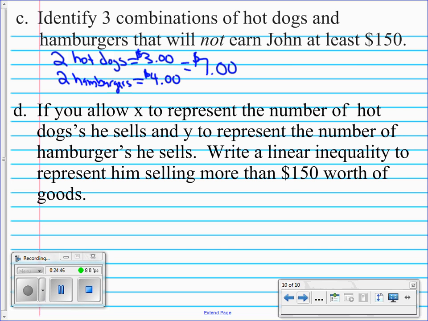So to write the inequality, I'm going to do $1.50x to represent the hot dogs plus $2y to represent the hamburgers. When I add those two money totals together, it needs to be more than $150, so it needs to be greater than 150. So there's my inequality. 1.50x plus 2.00y must be greater than 150.